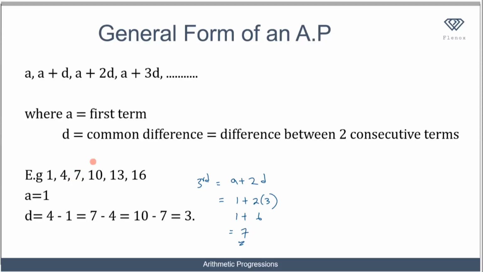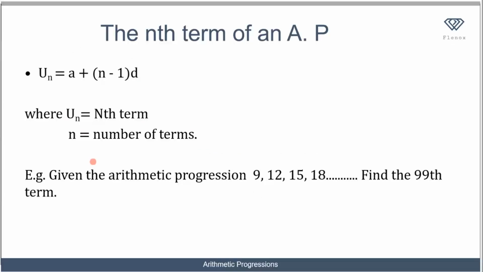So now let's try to write a general formula which you can use to find the nth term of an AP. The nth term of an AP is given as A plus n minus 1 times D, where un is the nth term and n is the number of terms. We have defined A to be the first term and D to be the common difference.